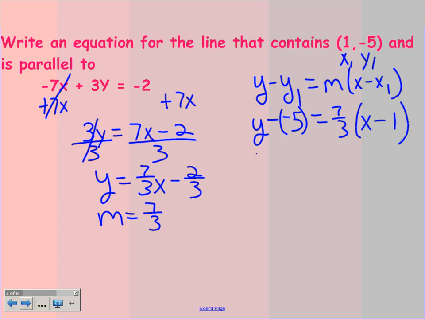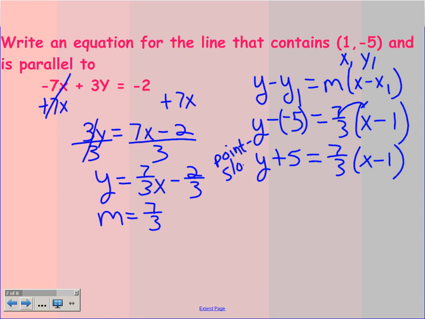Now I need to clean this up a little bit. So I've got a negative, negative. That's going to give me a positive over here. And then I can go ahead and distribute. I don't want to do that yet because I want to make sure that we've written it in point slope form correctly. If the direction said to write the equation in point slope form, this would be point slope form without the negative, negative part. So that's going to be point slope.